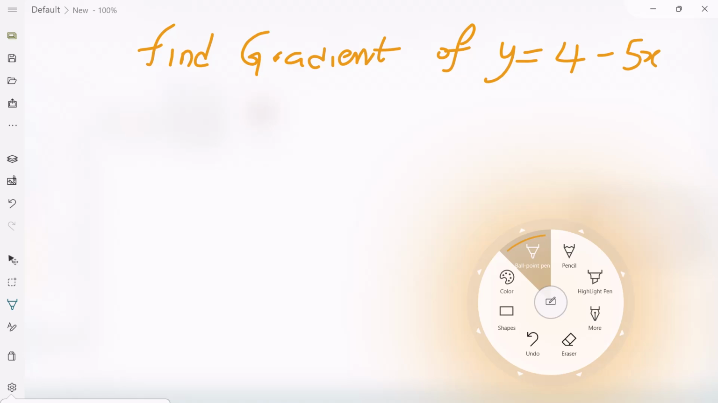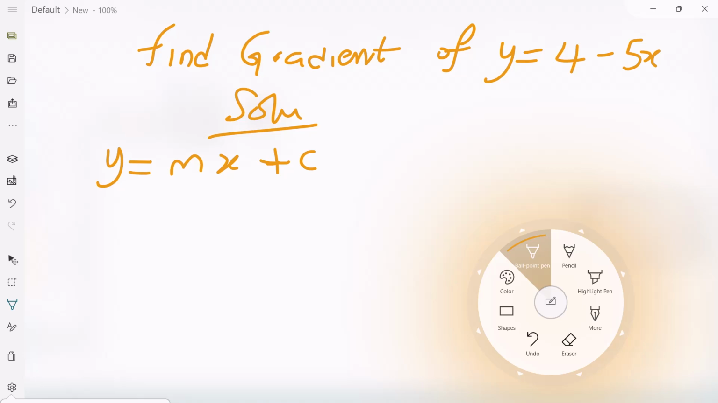So, solution. A straight line equation is generally written as y is equal to mx plus c. So m is the gradient, c is the y-intercept. So I will write it in this format, then I will compare them and pick my m.